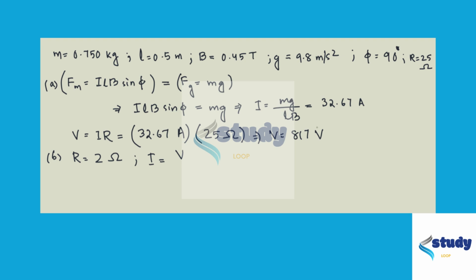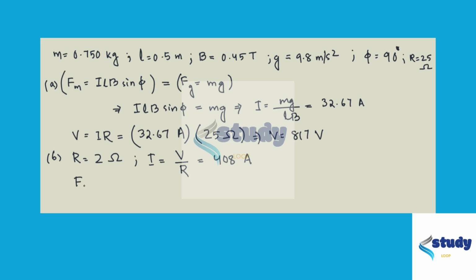So here the current will then be equal to the voltage, which is this value that we calculated, over the new resistance, that is 2 ohms now, and we get the new current to be 408 amperes. From here we can find the magnetic force now.